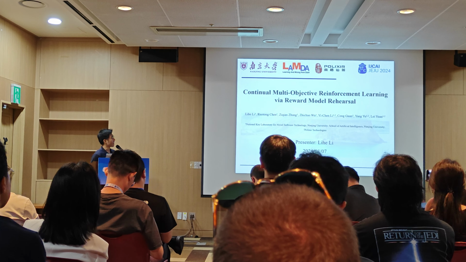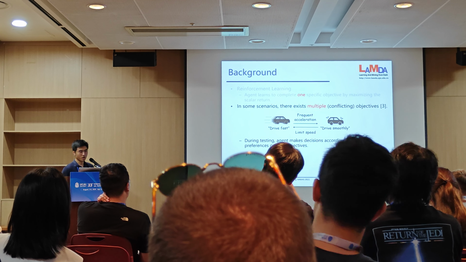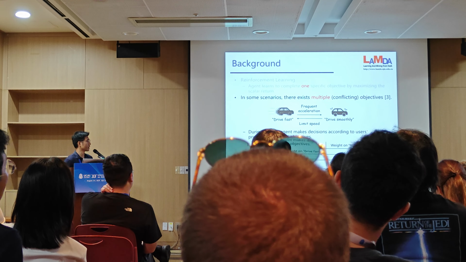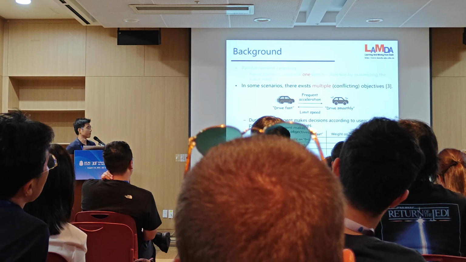However, in some scenarios, there may exist multiple or even conflicting objectives. For example, for an autonomous driving agent, one objective is to drive fast and another objective is to drive smoothly. Both objectives are important, but they may be conflicting. And for the agent, during testing, it needs to make decisions according to our users' preferences over the objectives. For example, a busy businessman may prefer the agent to drive fast, but leisurely travelers like us, traveling in the beautiful Jeju, may prefer to drive smoothly.